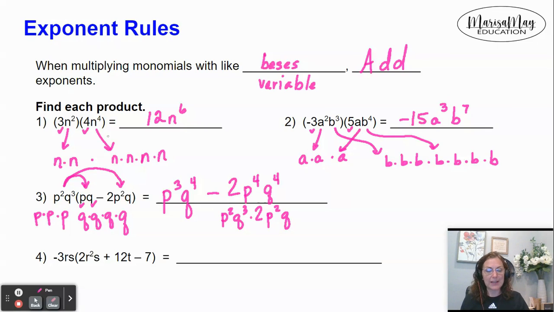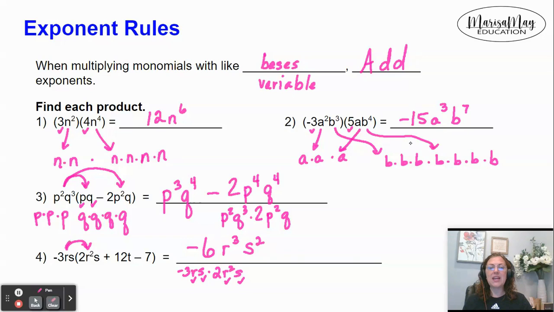Let's do one more like that because I think it helps to have a second example. So I'm going to distribute negative 3rs to 2r to the second s. So negative 3rs times 2r to the second s. So negative 3 times 2 gives me negative 6. R times r to the second gives me r to the third. And s times s gives me s to the second.